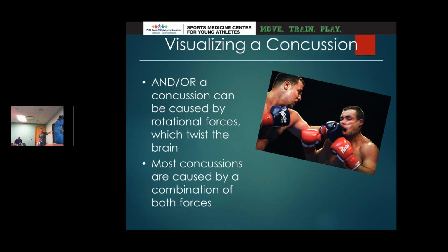This can be caused by either rotational forces, like getting punched, or by linear forces, straight on, like a rear end accident or something. Most injuries in sports are oftentimes a combination of both types of forces. But this makes a difference, because rotational type injuries tend to be more significant concussion type injuries.